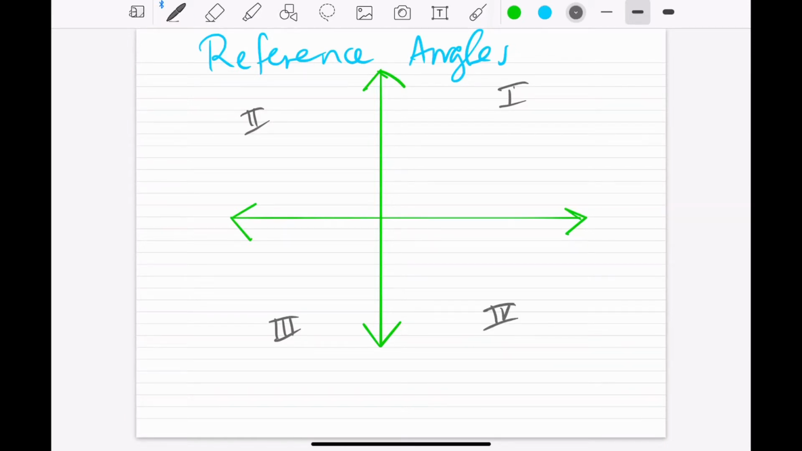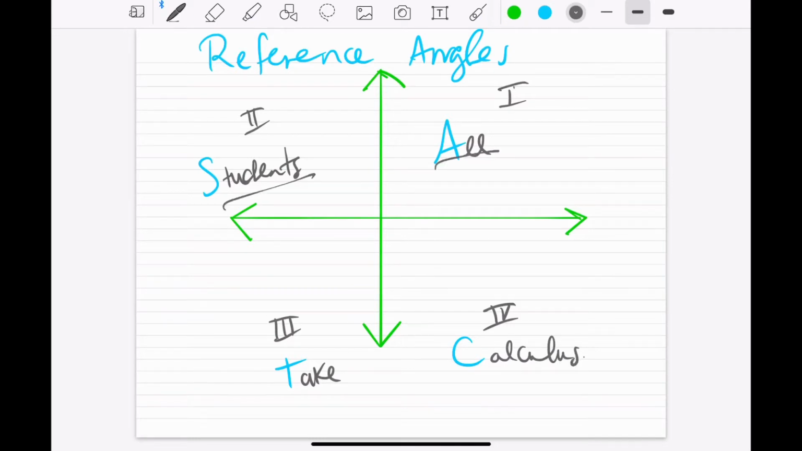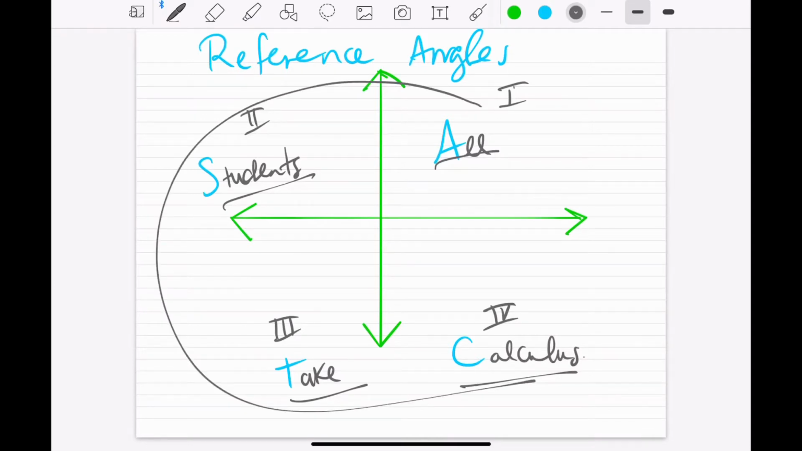Now the next thing, to get the sign for our solution, you have to memorize the following acronym. The acronym ASTC represents the following. A is for all, S is for students, T is for take, and C is for calculus. So all students take calculus. We're going to use that to help us memorize the following. And notice that I did it counterclockwise, so I made a C once I drew it.